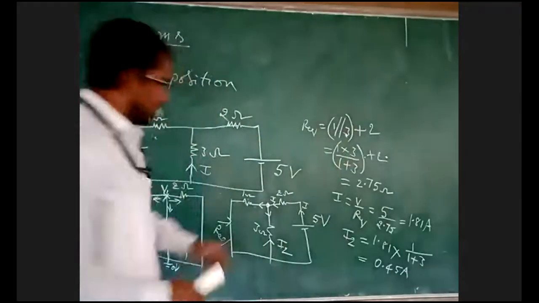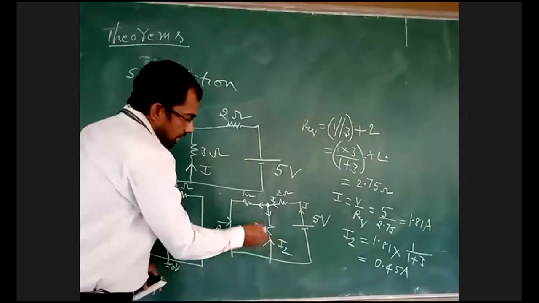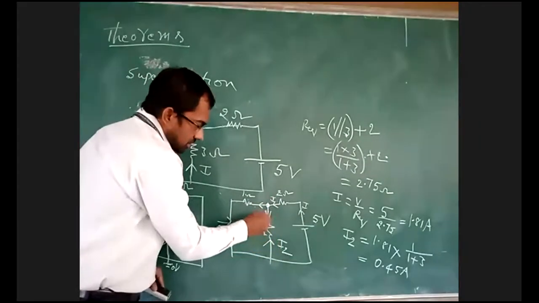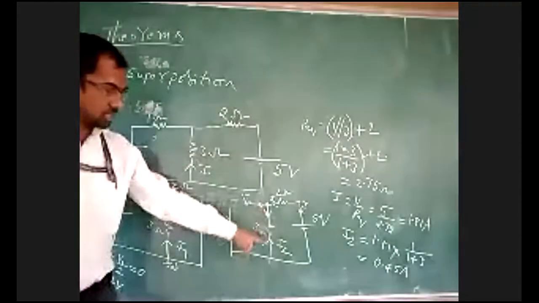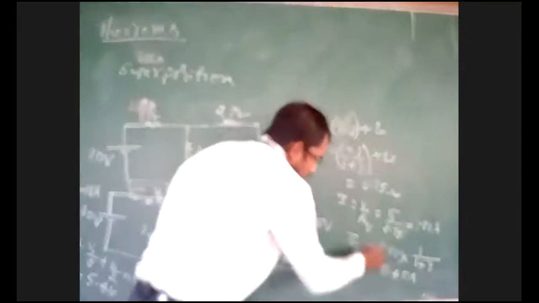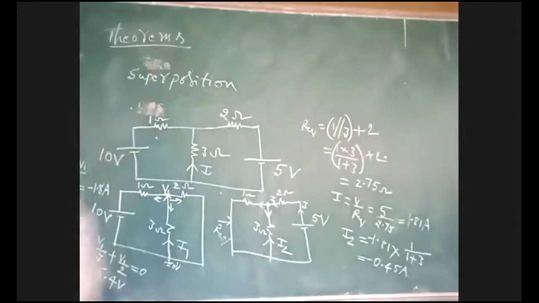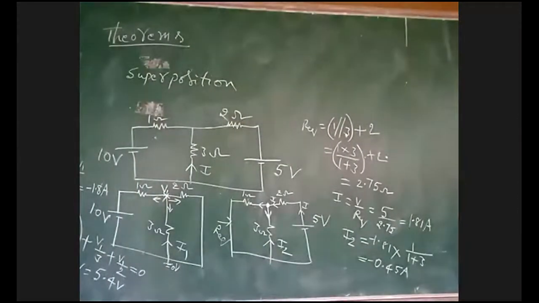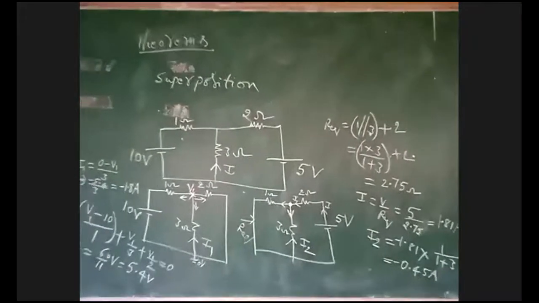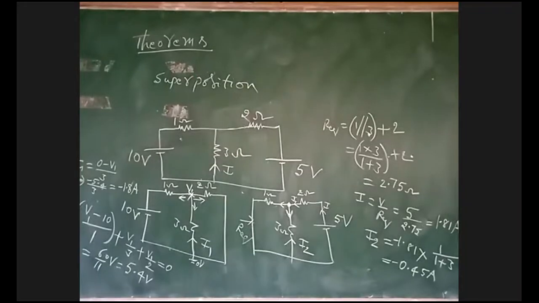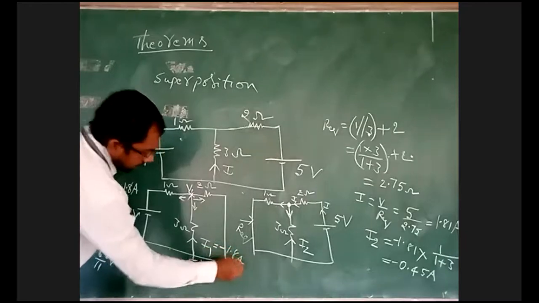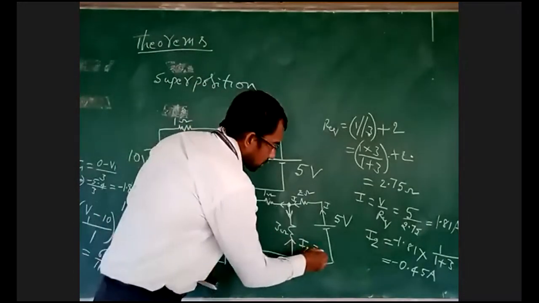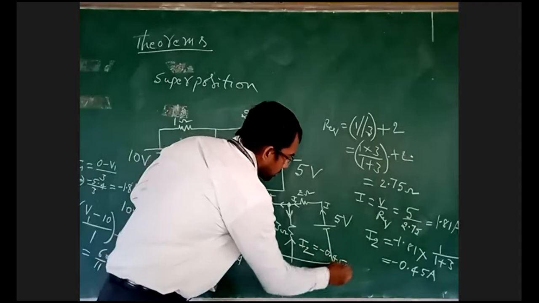Now see here, this I2: actually this current is dividing in this direction. But what is the given direction in the problem? It is opposite to that, so it will be minus. This direction and that direction are opposite. That's why your I2 is minus. Now we have I1 and I2. I1 is equal to minus 1.8 ampere. Your I2 is minus 0.45 ampere.